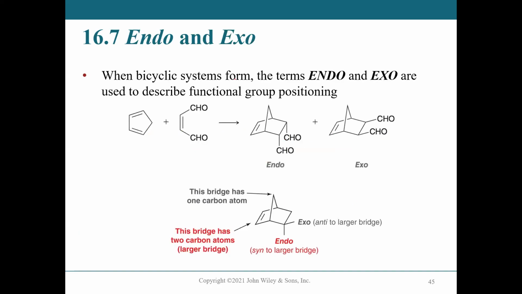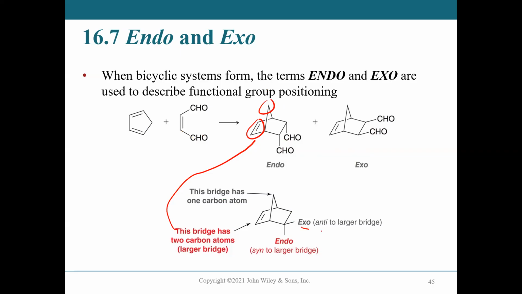So when bicyclic systems form, the terms endo and exo are used to describe the functional group positioning. So there's two bridges here, they're saying. Here's your first bridge. They call this the longer bridge. See, this bridge has 2 carbon atoms. It's the larger bridge. Here's your shorter bridge right here. It only has 1 carbon atom.